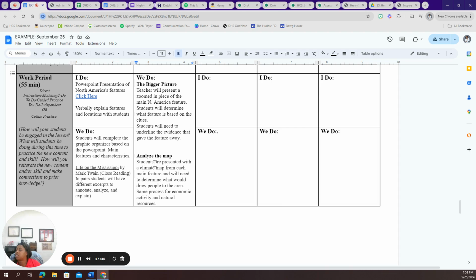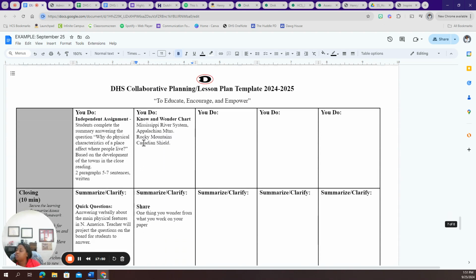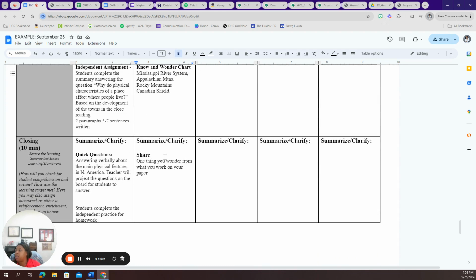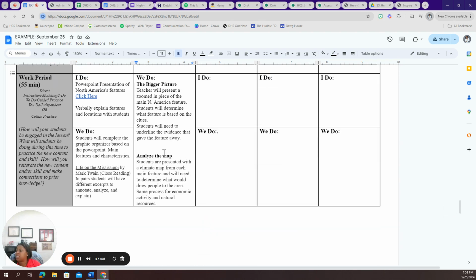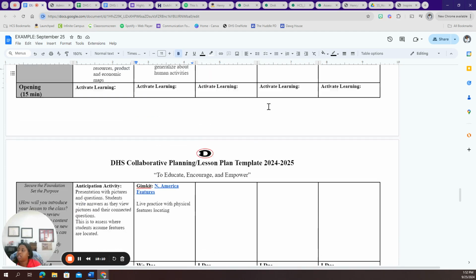It might call for us to do a we do, and then we need to split into what students are doing, and then go into a closing or a summary. So be very intentional about how you are planning your lesson and be thorough in what you are saying. We're not asking you to write a book, but we're asking you to be a little bit more insightful as to what we should be expecting when we're coming into the classrooms.